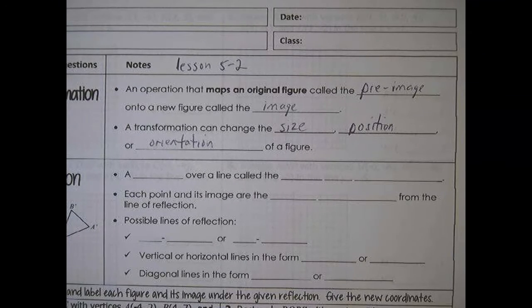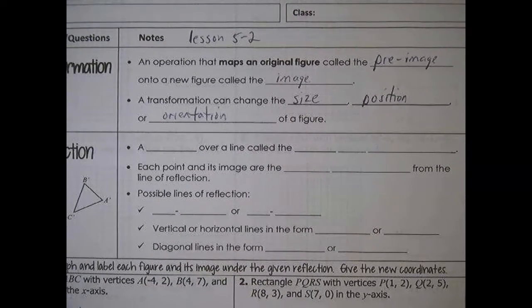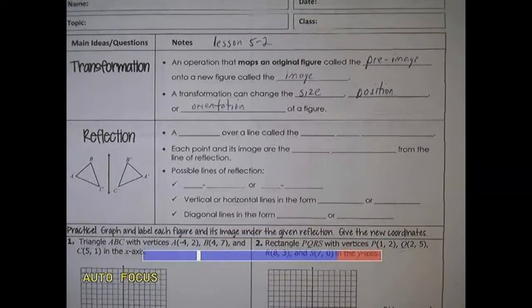Transformations can stretch things, like if you think of, for example, a mirror at the amusement park, how you get distorted. That's another example of a transformation that changes more than just these 3 things.